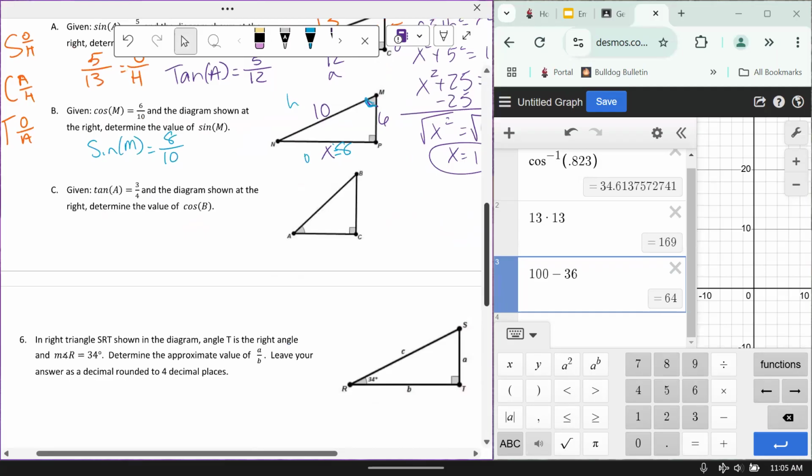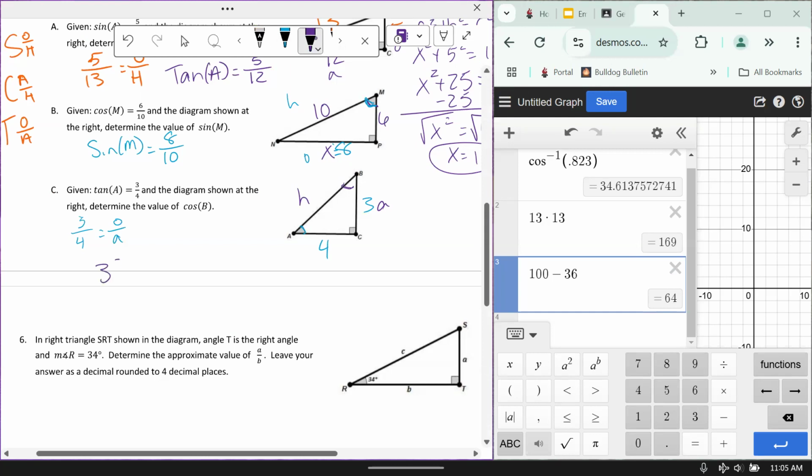I'm so sorry, guys. All right, now we've got tangent of A. So here's our A. Tangent is opposite over adjacent, so 3/4 would be opposite over adjacent. So here's our A, 3/4. Now we need to find the cosine of B, okay? So we're looking for our cosine of B right here. And cosine is adjacent over hypotenuse. So here's our adjacent, 3, but we need our hypotenuse, right?